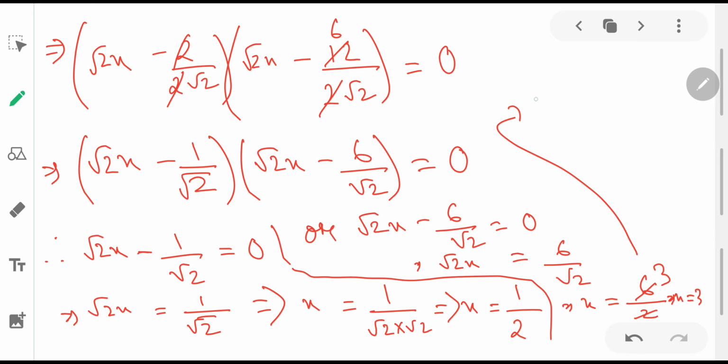I am writing here for the lack of space. Therefore, what we can write? Roots are, the first root is half and the second root is how much? Second root is 3. This is the answer to the first question.